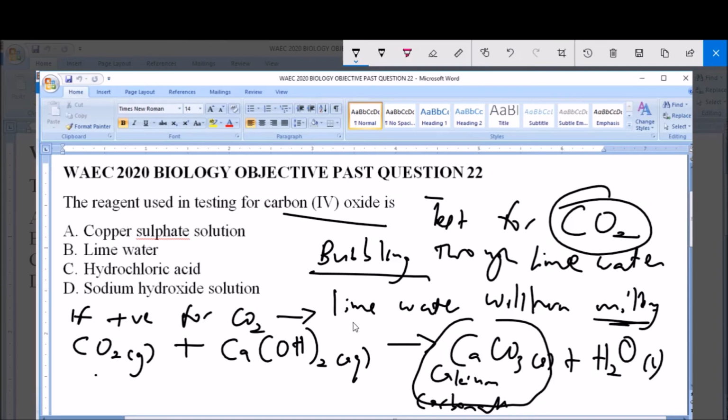So as we have rightly established, lime water is the best reagent used for testing carbon dioxide. Lime water is option B.